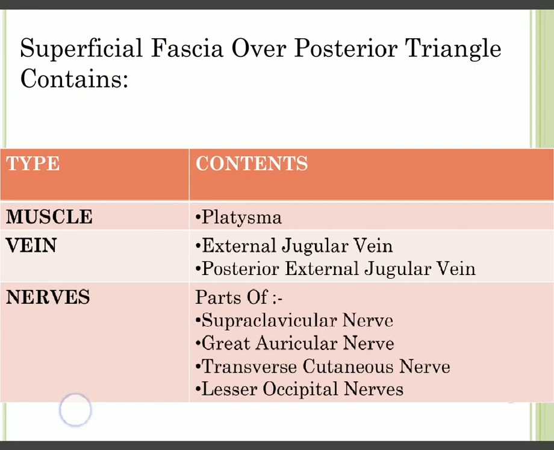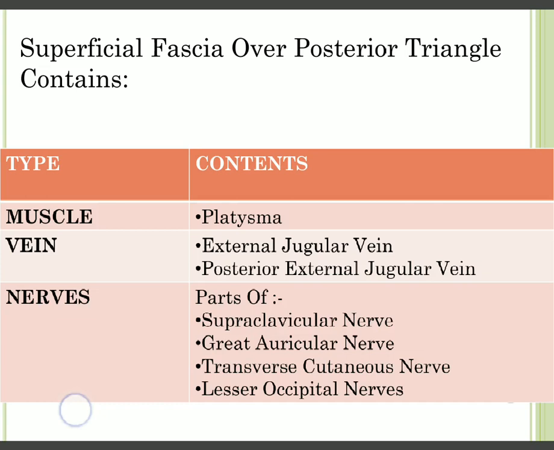The superficial fascia present over the posterior triangle contains the following structures. It contains the muscle, that is platysma, the most superficial muscle; veins, that is the external jugular and the posterior external jugular; nerves like supraclavicular, great auricular, transverse cutaneous, and lesser occipital. All these four nerves are the branches of the cervical plexus.